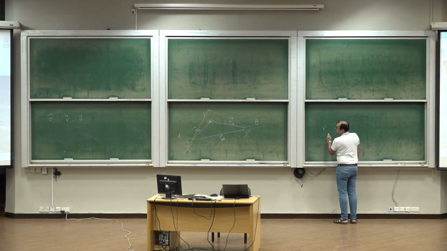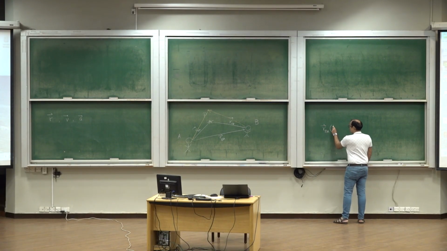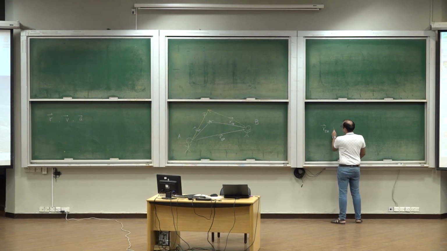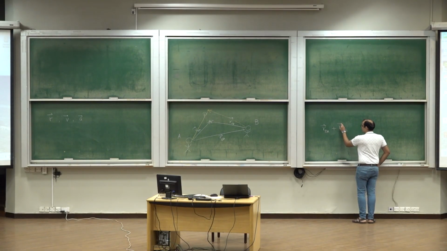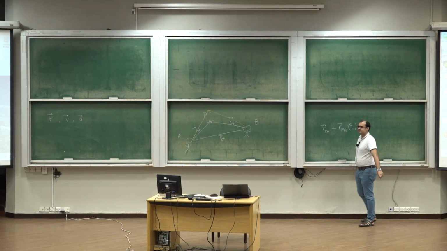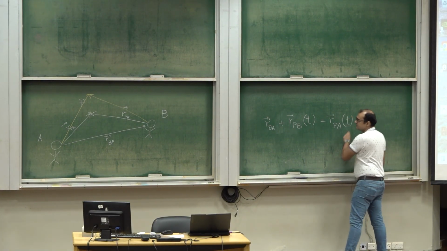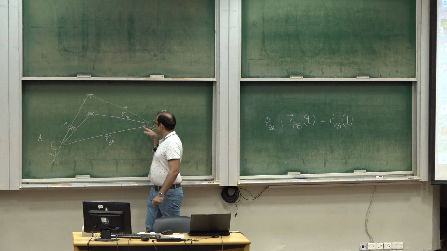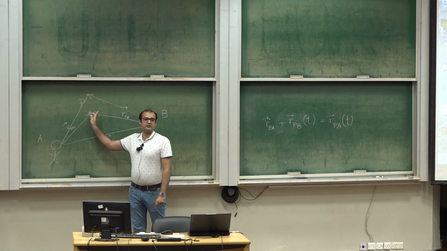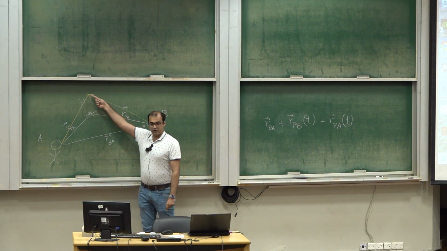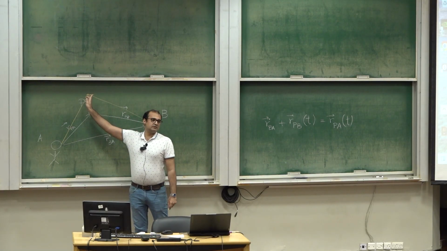Notice that at the original time, I can write down RBA, which does not depend on time, plus RPB at time t equals RPA at time t. Very simply put, this white arrow plus this white arrow equals this white arrow. Sometime later, this white arrow plus this yellow arrow equals this yellow arrow.